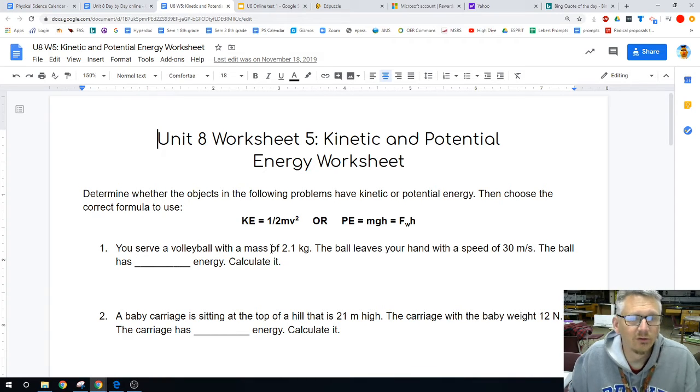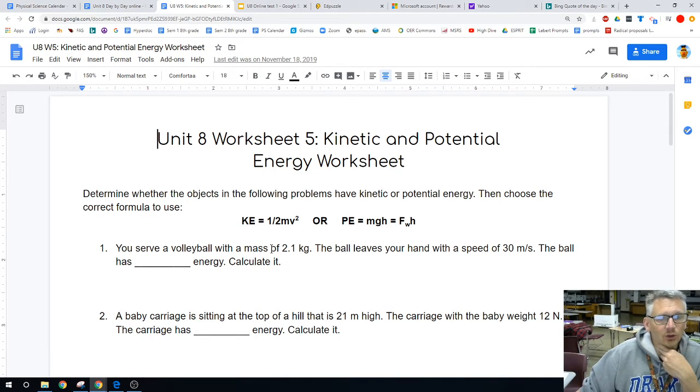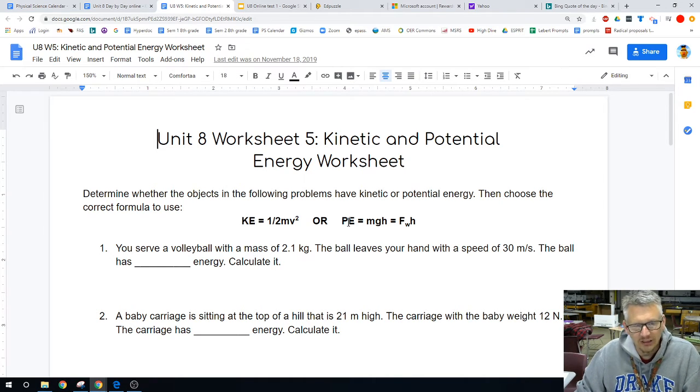Okay, this video is for Unit 8 Worksheet 5, and we're talking about kinetic energy and potential energy. And it's actually gravitational potential energy because it can fall. The formula for kinetic energy is 1/2 mv squared. m is the mass, and that'll be in kilograms. v is the velocity, and it'll be in meters per second.